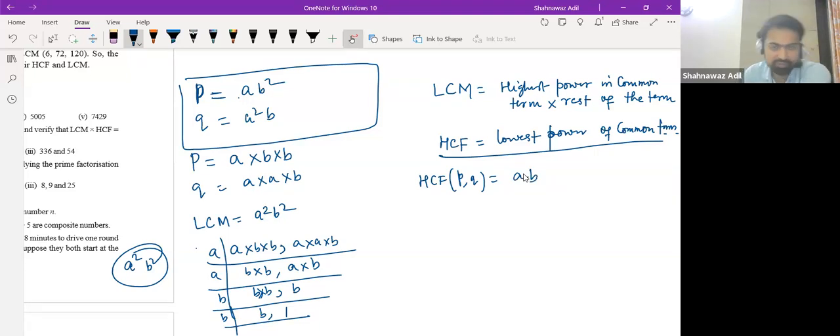Okay, any more questions? Sir, the next question I have is: can two numbers have 18 as their HCF and 380 as their LCM? Give reason. Okay, so 18 as HCF and what is the LCM? 380. Right.